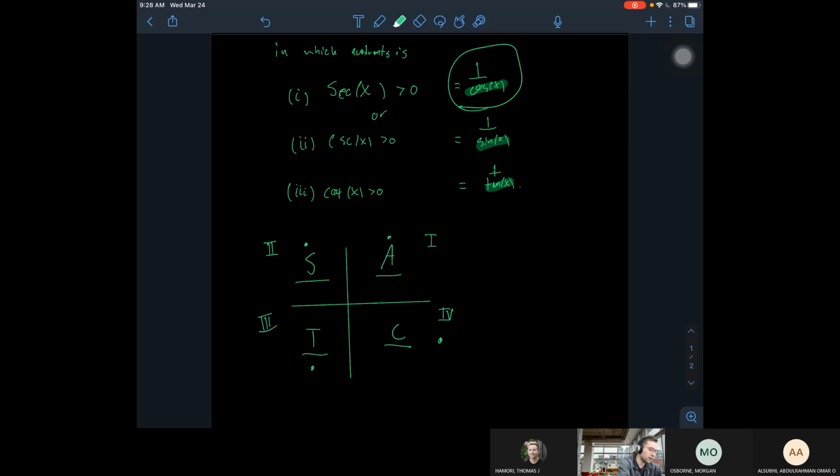So if we want to address when secant of x is larger than or equal to 0, it's the same as asking when cosine of x, in other words the denominator of my function, is equal to or larger than 0. And cosine of x is larger than 0 in quadrants 1 and 4.